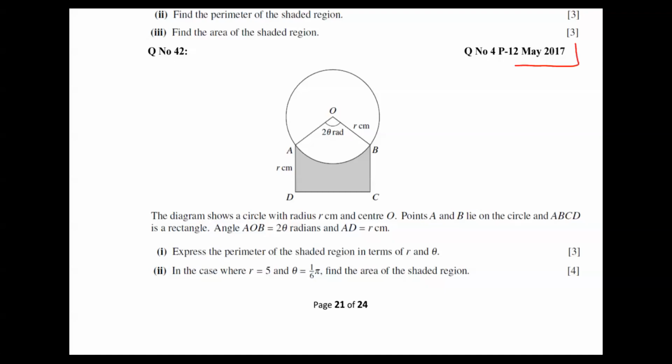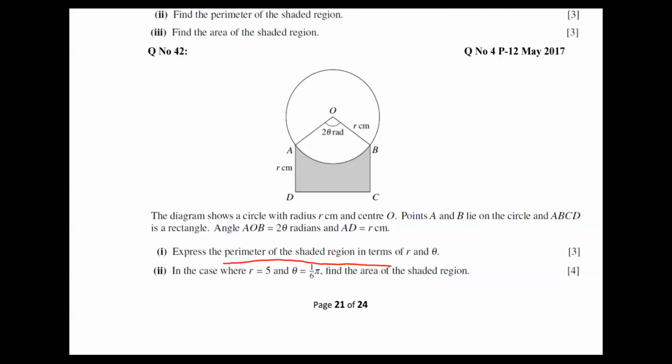This is June 17, variant 12, question number 4 in the past paper, worksheet question 42. Let's start. The topic is circular measure. We have a circle with center O, radius R, and angle 2 theta.